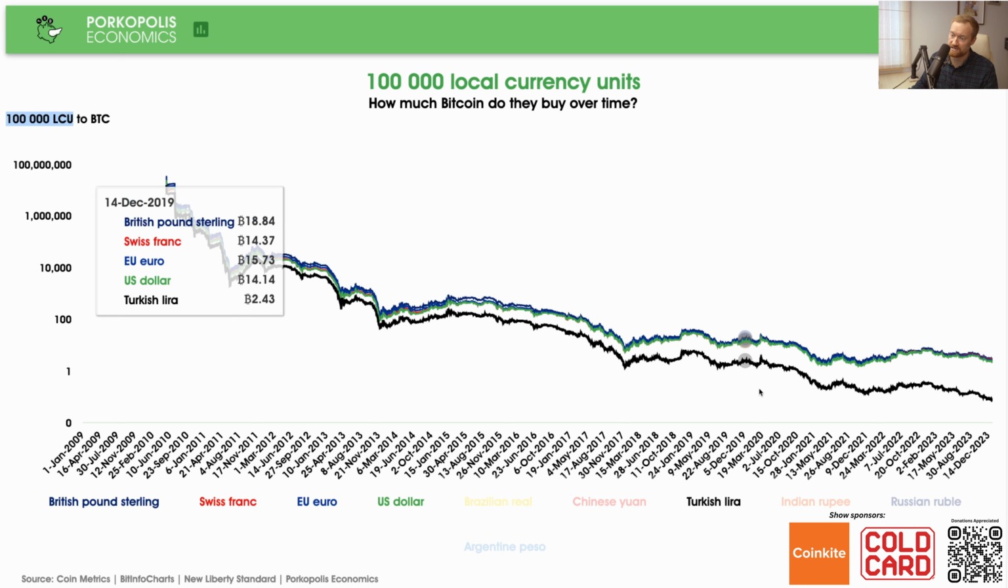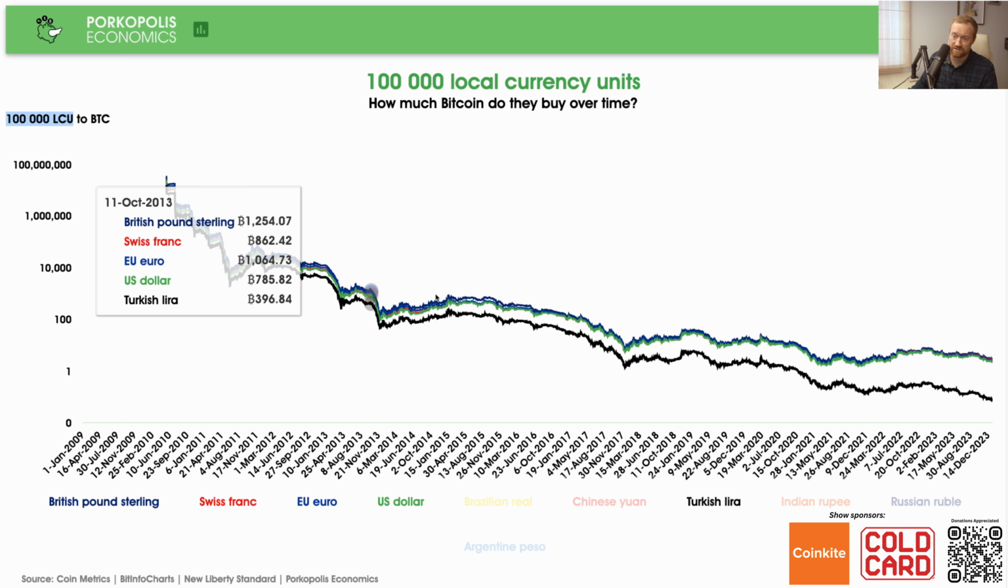100,000 Turkish lira can buy us less and less and less. Remember, this is log scale on the left. By the time we get to today, January 9th, 2024, 100,000 Turkish lira can only get us 0.07 BTC, whereas back in the beginning, 100,000 Turkish lira could essentially still buy the network. 15 million Bitcoin. Again, there was only 3 million Bitcoin issued at the time. I understand that. This is for illustration purposes only.